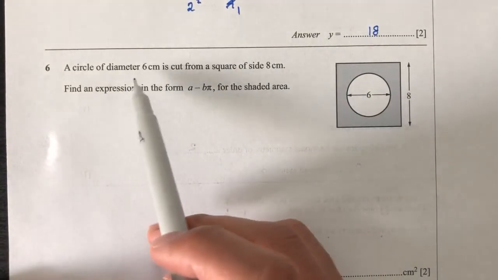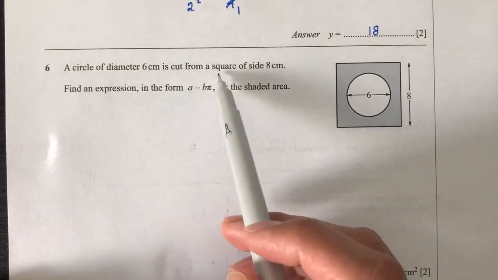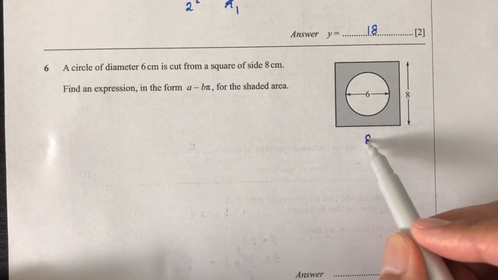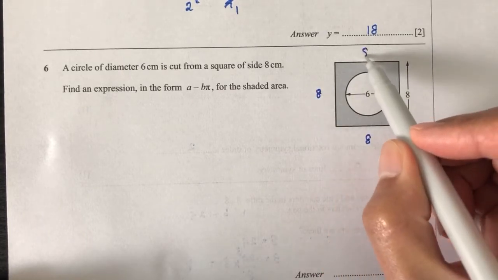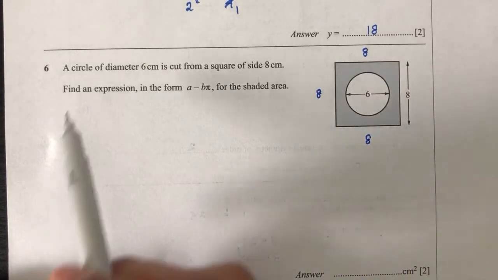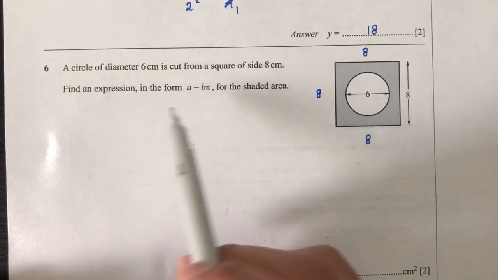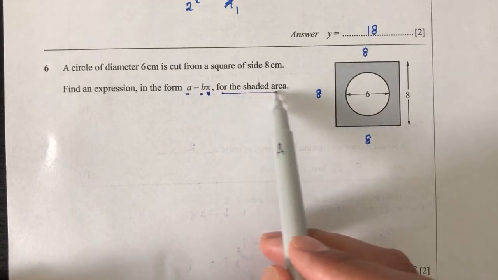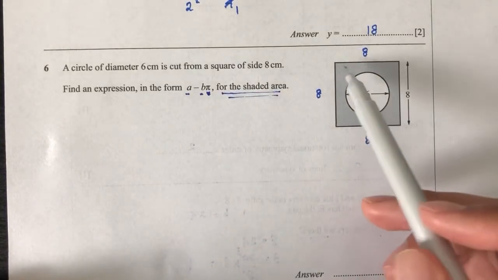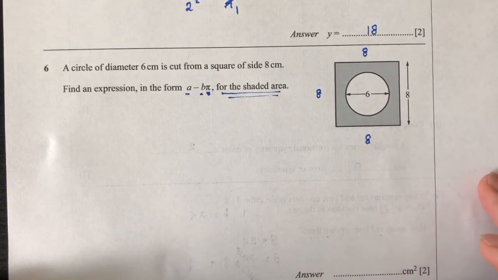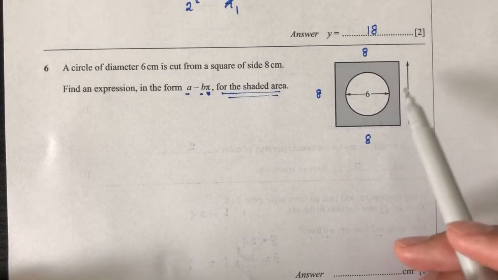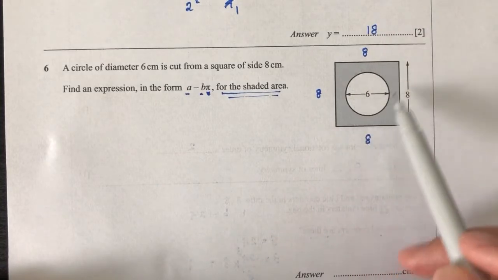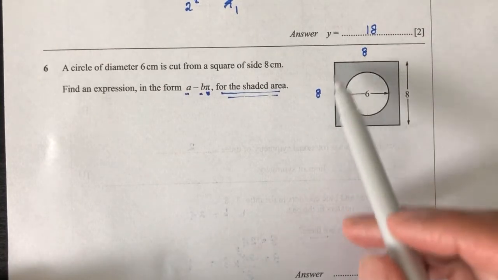A circle of diameter 6 cm is cut from a square of side 8. As you can see, this is a square, so the sides are 8, 8, 8, if that makes sense. Find an expression in the form of a minus b pi for the shaded area. So how do you find this area? By observation, we see that this area is the area of the square minus the area of the circle.